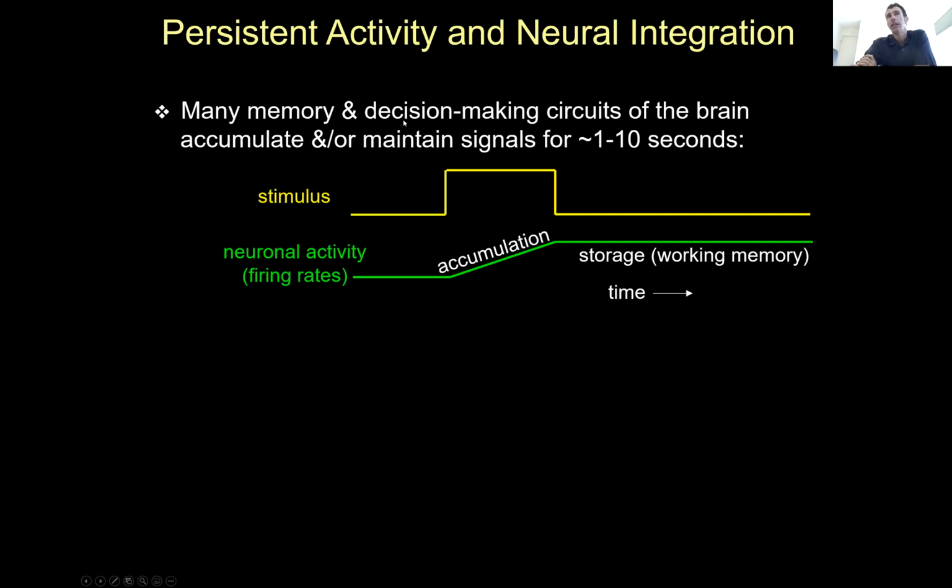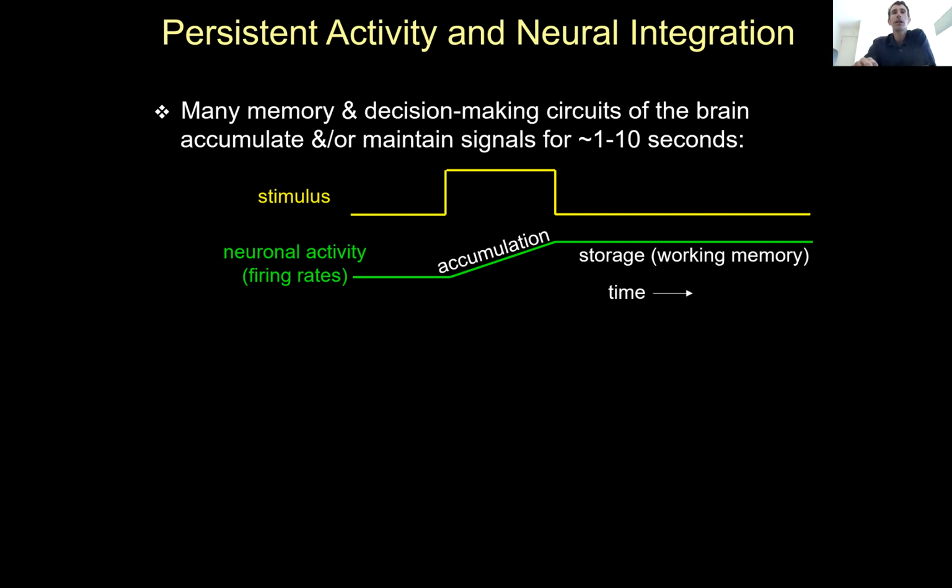In many memory and decision-making circuits of the brain, we see an accumulation, that is a mathematical integration in the sense of calculus, and maintenance of signals on the time scale of 1 to 10s of seconds. So here's a cartoon version of that. Stimulus is shown in yellow. While the stimulus is present, neuronal activity is accumulating, mathematically integrating that input. And then at the offset of the stimulus, the value of that accumulation, or the value of the stimulus, is stored in working memory. And I want to note that this can be an analog storage corresponding to the accumulation value during the accumulation period.